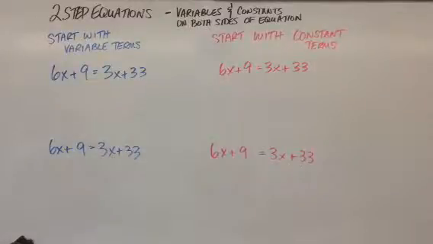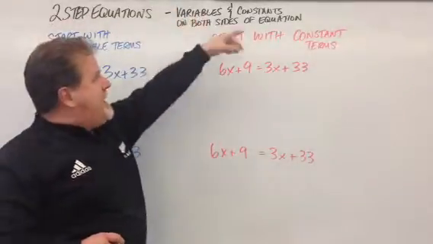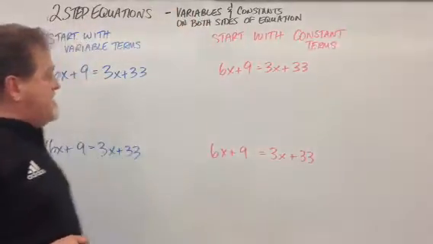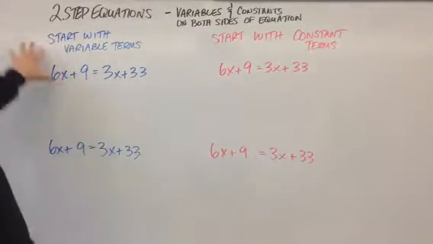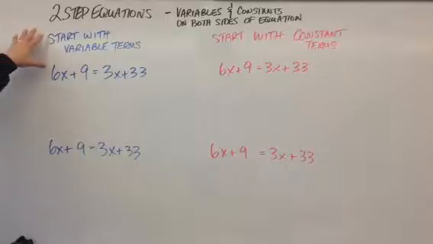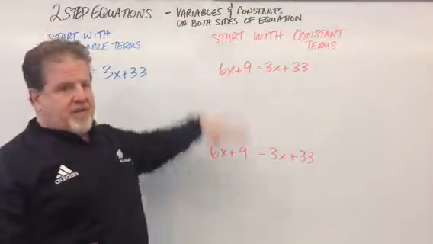Okay, this afternoon's 2-minute teacher lesson is about how to handle two-step equations when you've got variables and constants on both sides of the equation. I've written the same equation 4 different times, and in the blue I'm going to show you what to do when we start with the variable terms, and in the red I'm going to show you how to do it when we start with the constant terms.